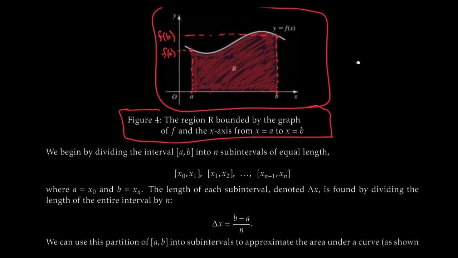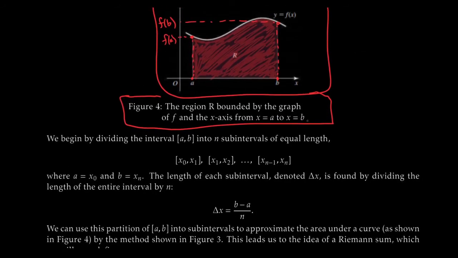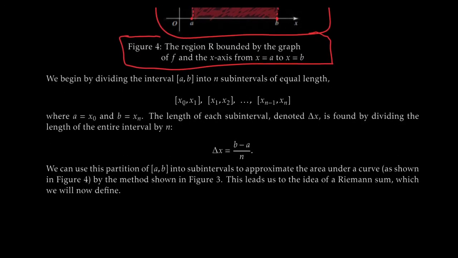So we're going to start by dividing the interval [a, b] into n subintervals of equal length. We'll label these x0, x1, x2, and so on up to x(n-1), xn. Think of it like this. If I draw a little number line down here and I've got an a and I've got a b, then if I split this into two pieces, I would have x0, x1, and x2.